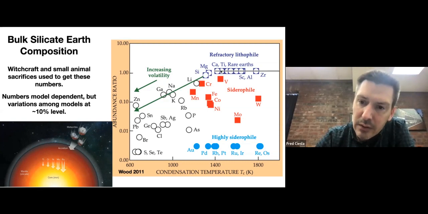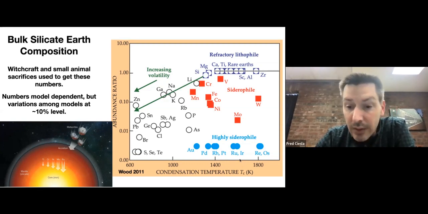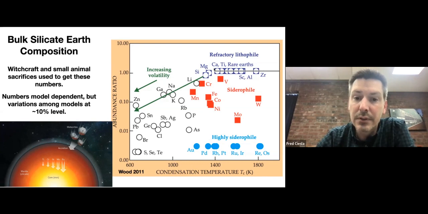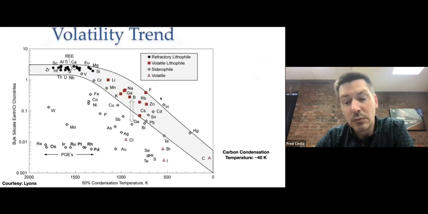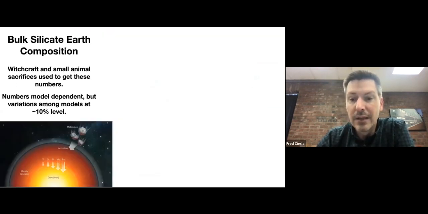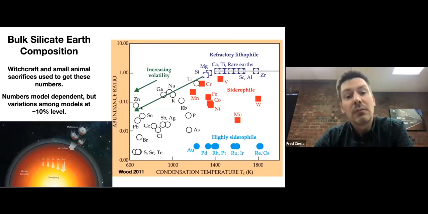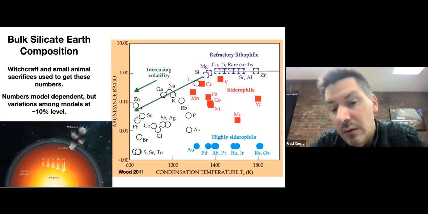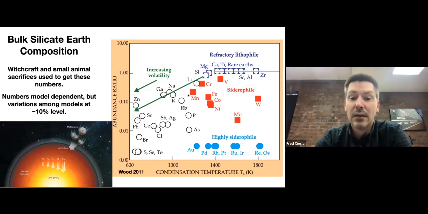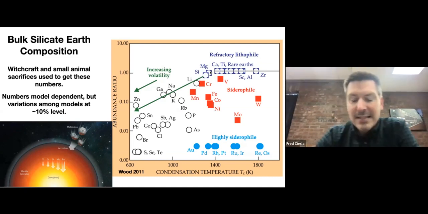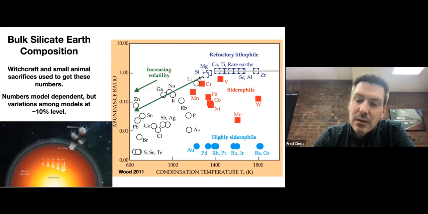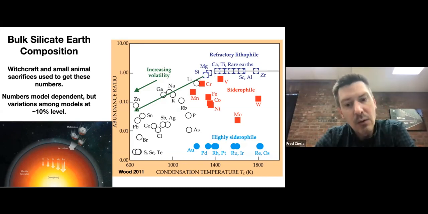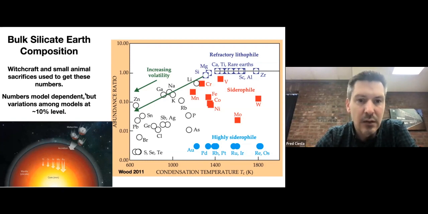Now, another important thing to know is that as we go to lower temperatures here, lower condensation temperatures, regardless of whether they're siderophile or lithophile, what we see is there's a decrease in their abundance relative to meteorites. And this is called the volatile element depletion trend. And we don't have an exact understanding of why this happens. It is robust, however. We see it again in all the estimates for the bulk silicate Earth.